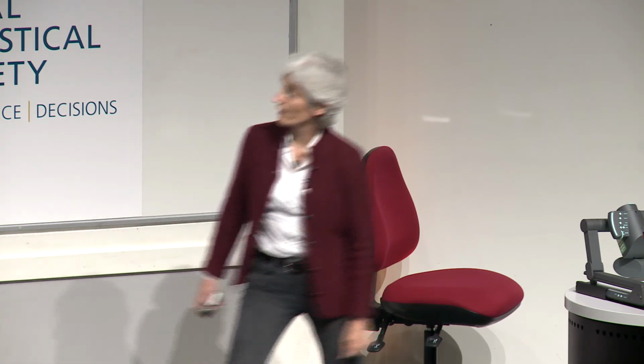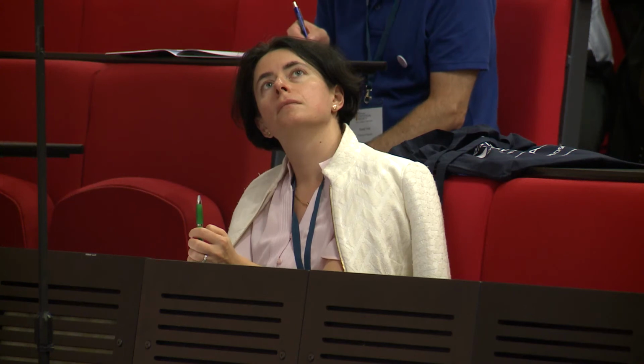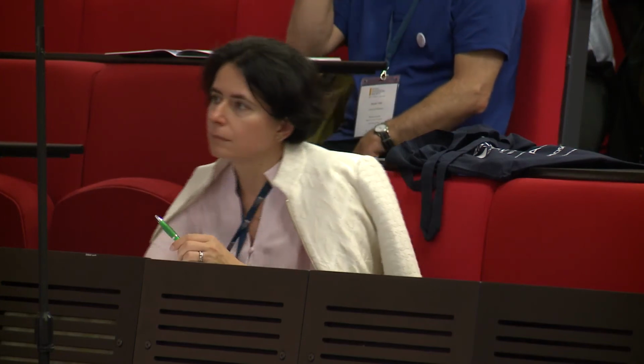Okay, conclusion. I think TDA is a new interesting point of view to look at data. It's combinatorial and hence actually quite easy to grasp or to compute. It has a degree of robustness that can be quantified, namely the stability that I mentioned earlier. And it has been applied to many domains. So let me just finish where I started, namely with the slogan that data has shape and shape does matter. Okay, thank you.